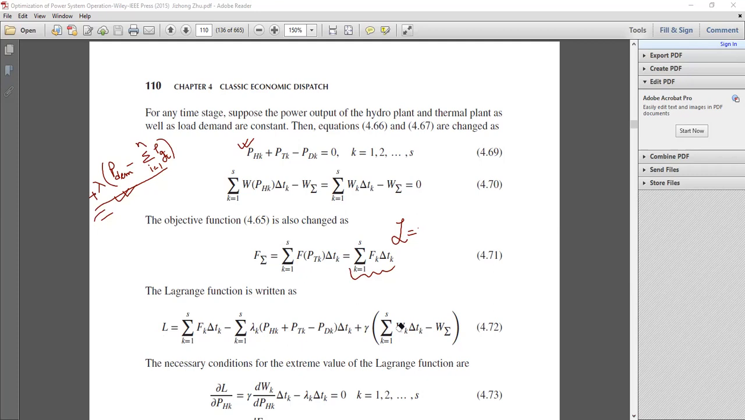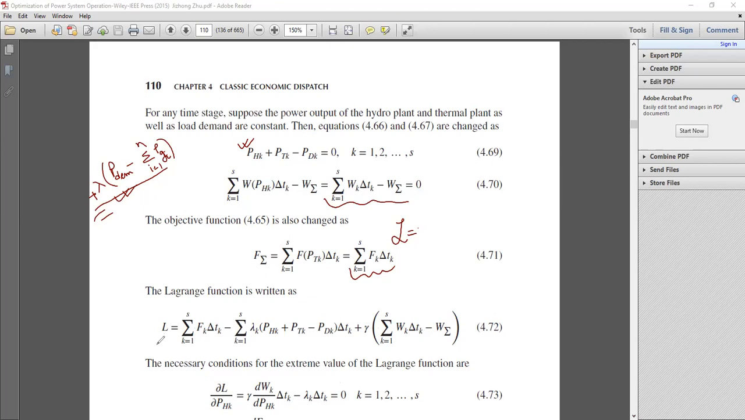Okay, so then we have plus gamma, and this will take care of the second equality constraint. So simply you multiply by gamma, and then you take wk del tk minus w summation, and this total thing will be your Lagrangian L.